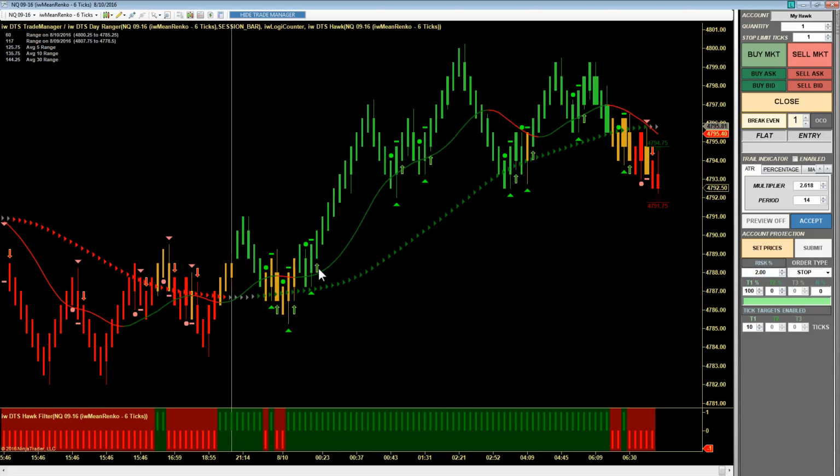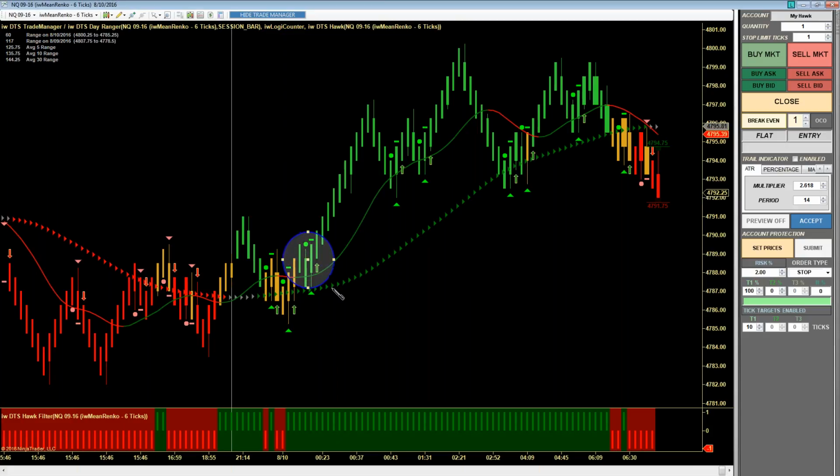Now, I should point out right now that not every signal that prints is what we consider to be a high probability signal. For instance, here on the Hawk Scalper, signals that produce on a yellow bar, we avoid. Because when the system prints a yellow bar, that's a very neutral bar. It can go either way. It's not a high probability signal.